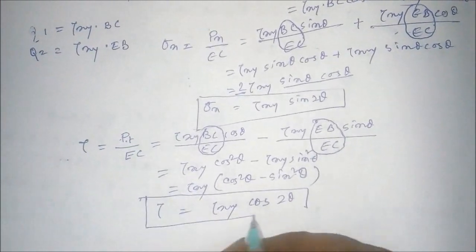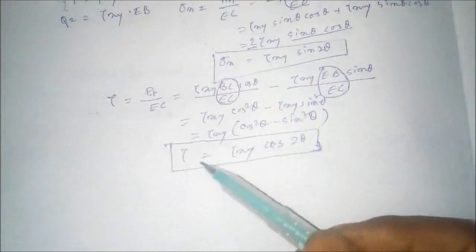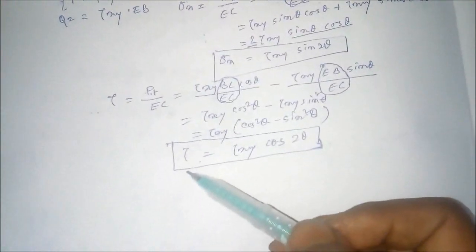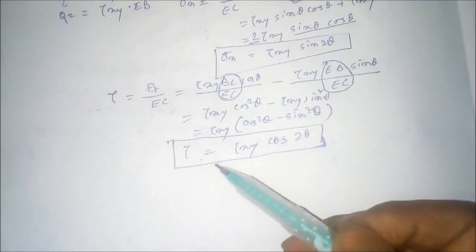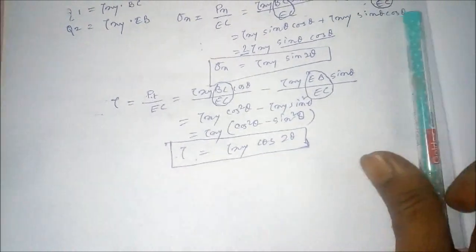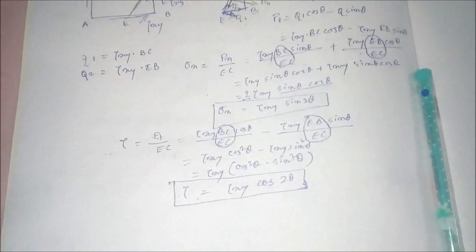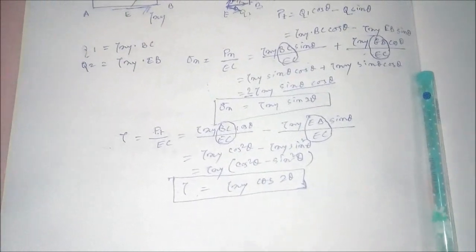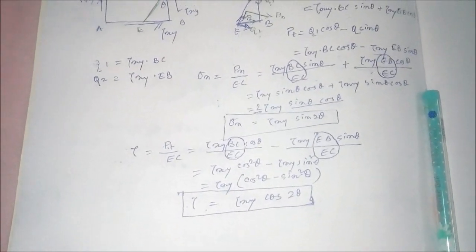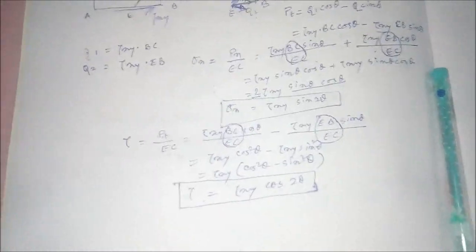Now we can find out the maximum and minimum value of tau, right? Where will be the maximum value of tau? If cos 2 theta is 1, right? And cos 2 theta will be 1 at theta equal to 0 degree, right? This is the way.